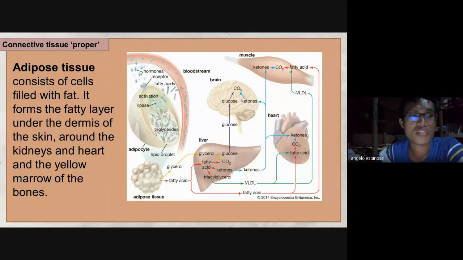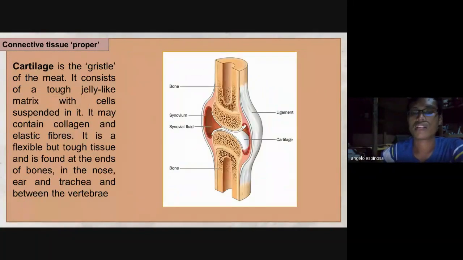Adipose tissue. Adipose tissue, ito yung saan nasa-stack yung fats natin. Dito yun sa adipose tissue. Consists of cells with fats. Yun yung storage ng fat natin. It forms the fatty layer under the dermis of the skin, around the kidneys and heart, and the yellow marrow of the bones. Kasi yung yellow marrow of the bones natin, there's also fats for adipose tissue. Kasi yung work of our bone marrow is to create blood.